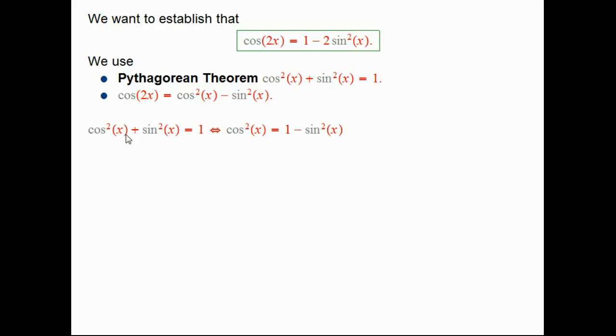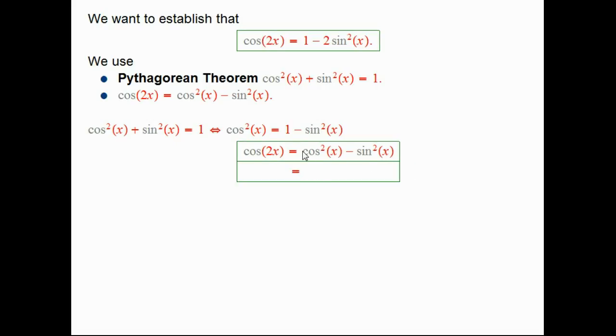So, knowing this fact, we'll start with what we know, which is that cosine of 2x is equal to cosine square of x minus sine square of x. And then we are going to rewrite cosine square of x as 1 minus sine square of x. So we get that cosine square of x minus sine square of x is indeed equal to 1 minus 2 sine square of x, which is exactly what we want.